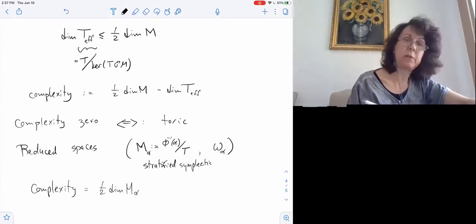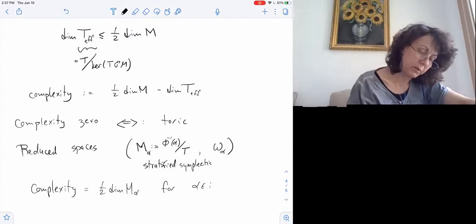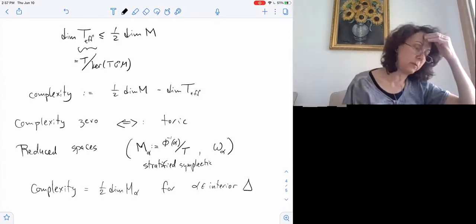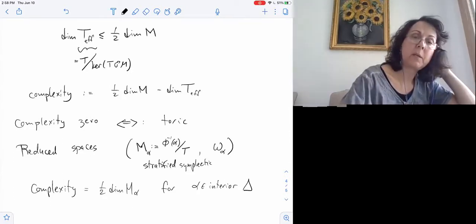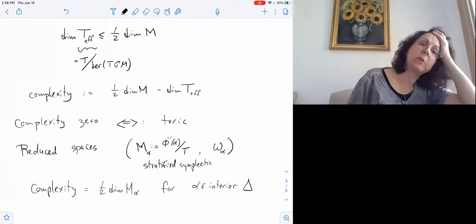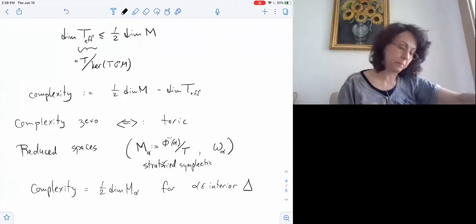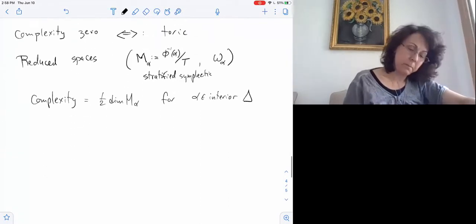If you fix your attention on reduced spaces over interior points of the momentum polytope. If you go to the boundary of the momentum polytope, the dimension of the reduced space might jump down. This does happen in our situation as well. Then what do we do with this guy?